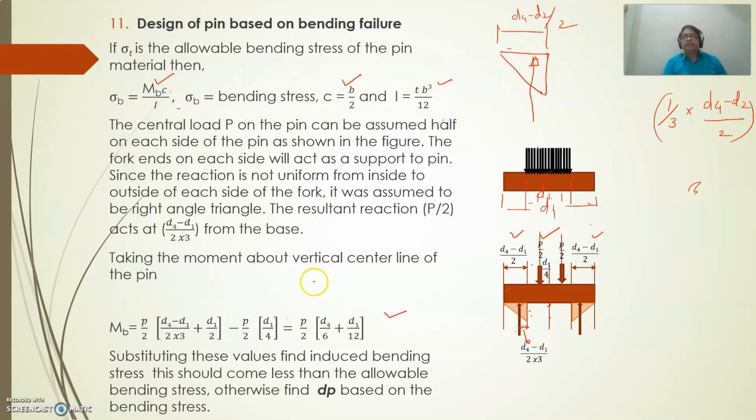After that you find the bending stress, and this bending stress should come out less than the allowable sigma b. If it is coming out more than the allowable bending stress, then in that case find dp, otherwise you have to find out the dp based on bending stress. Is it clear to you? So this is how we have to design for the bending failure.